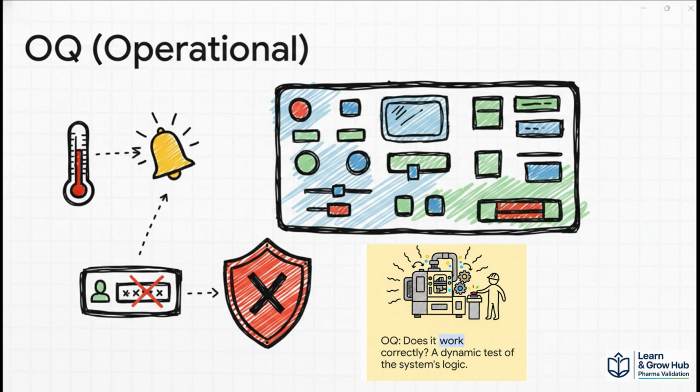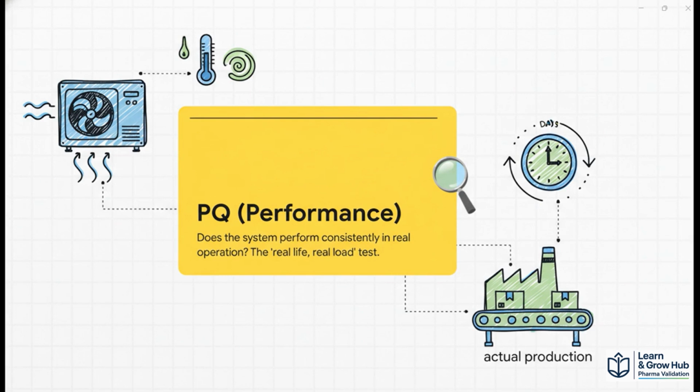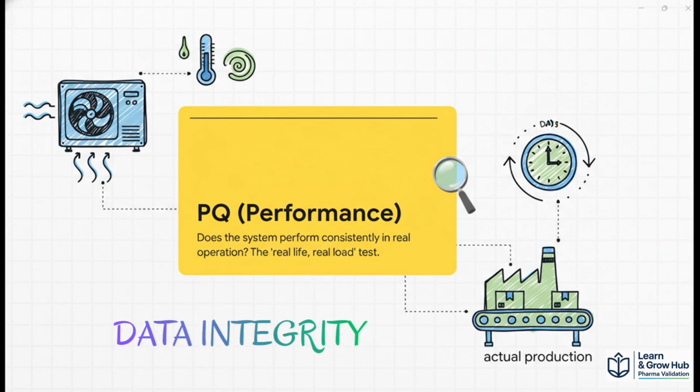Then we have performance qualification, PQ. This answers if the system performs consistently during real operation. We do this under production conditions with actual users. For an HVAC system, we might monitor the temperature and humidity for 3 to 7 days to check for stability. We make sure there are no unexplained alarms and that data integrity is maintained. This stage is about real life, real load, and real performance.